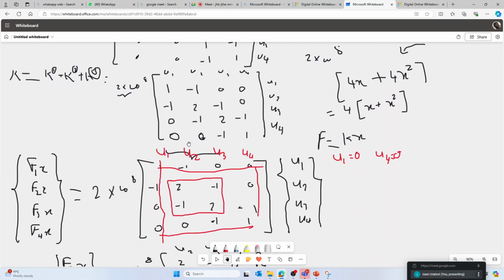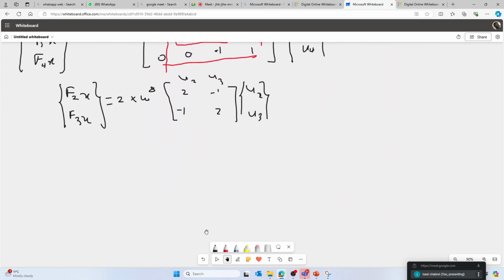That's one of the reasons when you do come here to solve your problem, you have 1.5, you have 0, you have 2 times 10 to 8, you have 2 minus 1 minus 1 2, and then you have u2 u3.